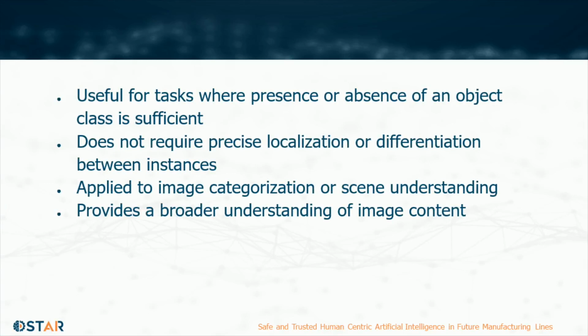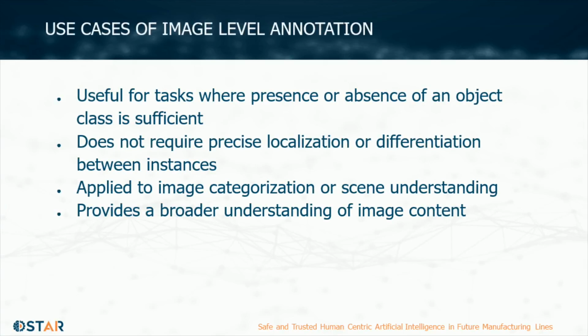4. Use cases of image-level annotation. Image-level annotation has its own set of use cases. It is particularly useful when the task at hand only requires knowing the presence or absence of an object class in an image, without the need for precise localization or differentiation between multiple instances. This level of annotation provides a broader understanding of the image content and can be applied to tasks such as image categorization or scene understanding.